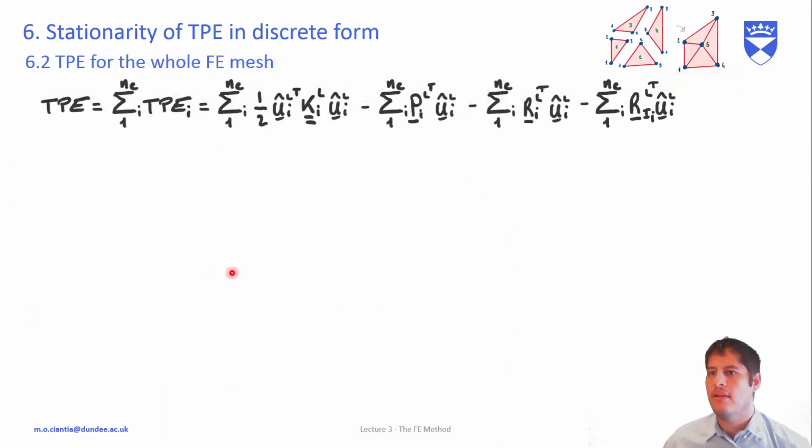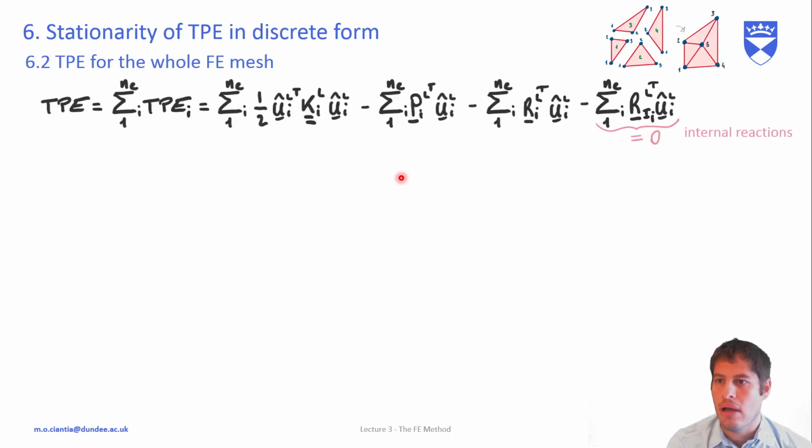now if we write the total potential energy for the whole FE mesh, we can see that it's basically the sum, from 1 to the number of elements, of the total potential energy of element i. So if we write that, we introduce this for each element i. So the internal reactions will go to 0, because by joining them, this term sums to be 0, okay, because action reaction, and then by joining elements goes to 0.